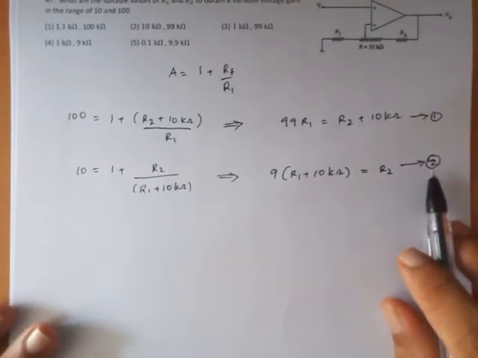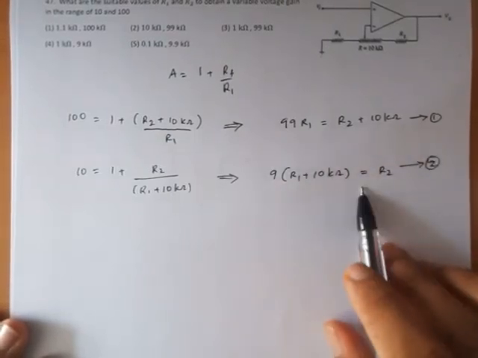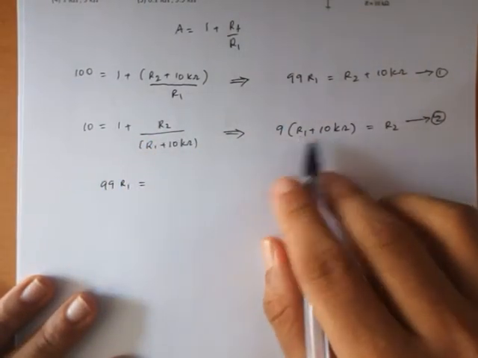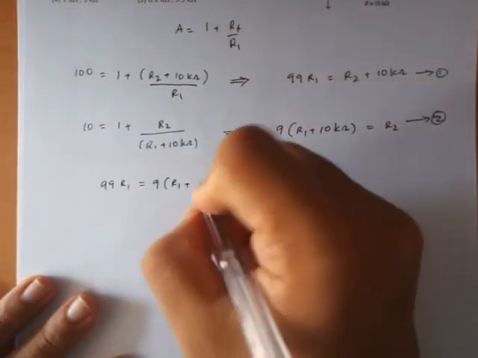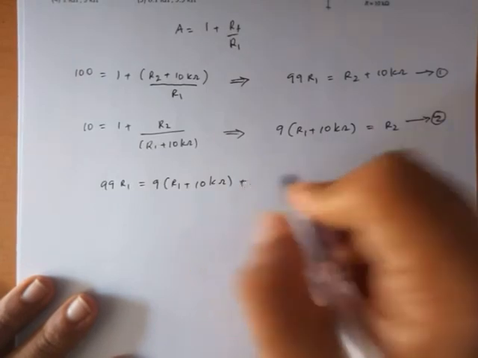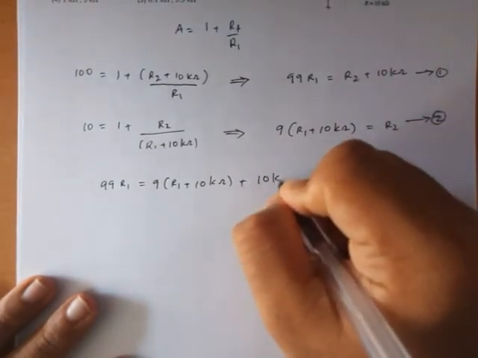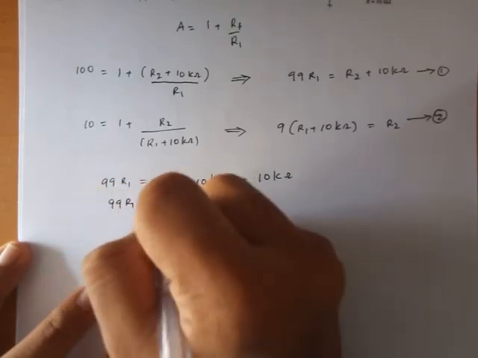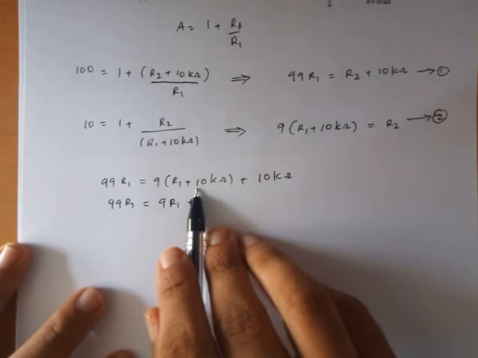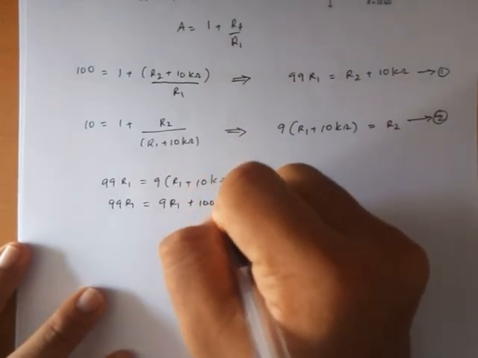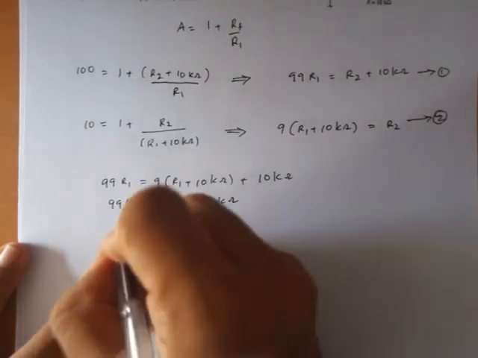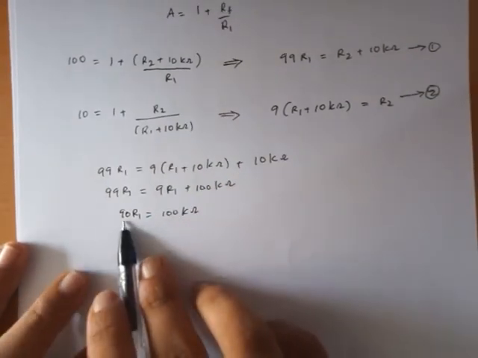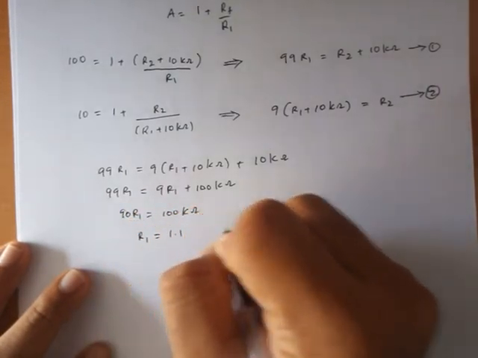So now I can substitute equation 2 in equation 1, that means the value of R2, so I get 99 R1 equals R2, which is 9 times (R1 plus 10 kilo ohm), plus 10 kilo ohm. So let's simplify this equation. Then we get 99 R1 equals 9 R1 plus, so 9 times 10 is 90, 90 plus 10 is 100 kilo ohm. So 99 minus 9 R1 means 90 R1 equals 100 kilo ohm. So 100 divided by 90, we get R1 is 1.11111, so 1.1 kilo ohm.